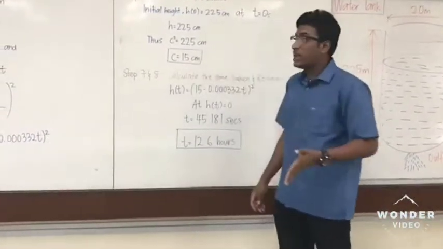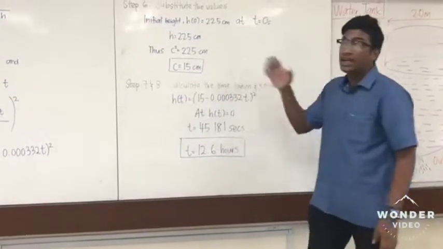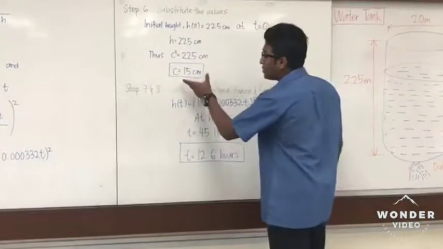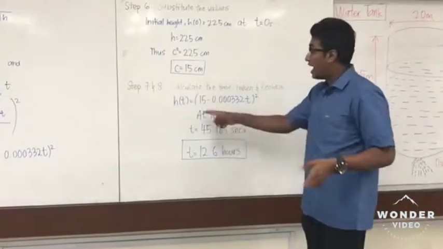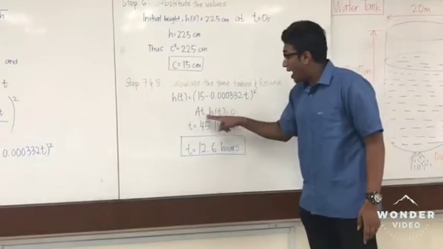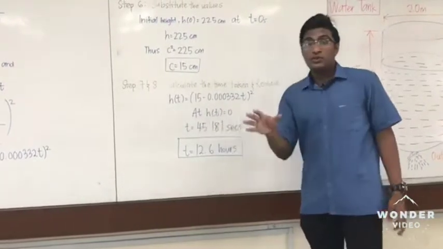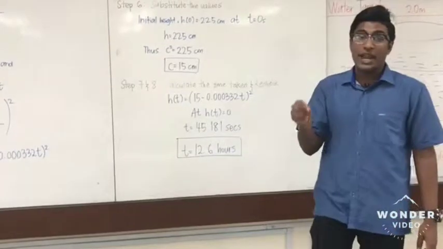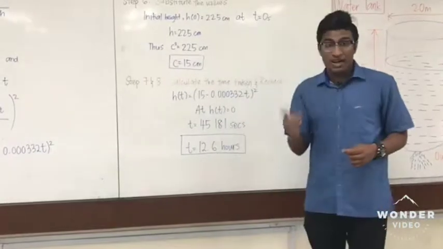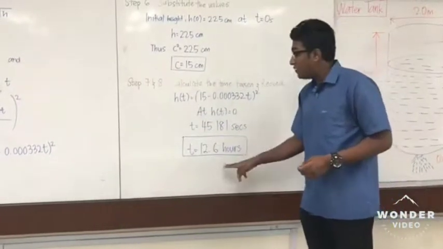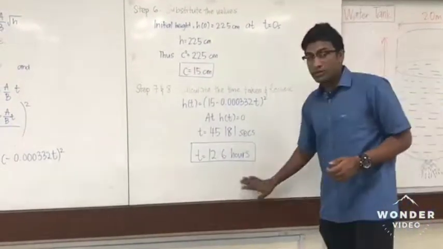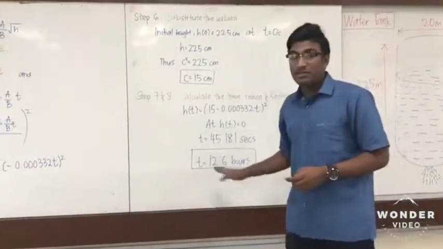Using the value of C, I will follow up with step 7 and step 8, which is to calculate the time taken and then recheck our answer. Substituting the value of C into the equation of the height, I get h equals (15 minus 0.000332 t) squared, and at the height of 0, the time is 45,181 seconds. So we have to convert it into hours. After dividing by 3,600, I get the time for the tank to totally empty as 12.6 hours. This can be rechecked and the answer will be accurate.